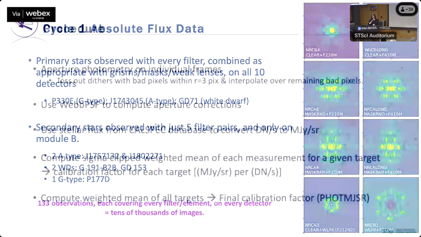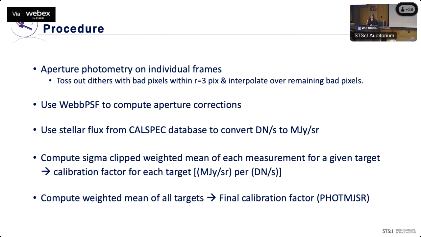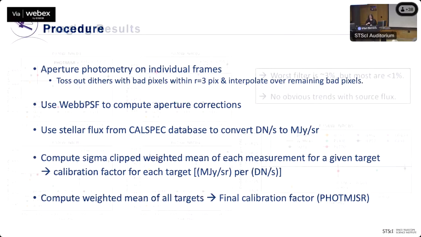All right, so we did just basic standard procedure here, nothing too fancy. We did aperture photometry, threw out bad dithers that had too many bad pixels. We used WebPSF to do aperture corrections. We're using CalSpec to convert to physical units. And we calculated a calibration factor for each individual target, and then averaged all those together to get the final calibration factor, which is the FOAT-MJSR keyword in your headers. And this is all in the pipeline right now, by the way, what I'm going to show you.